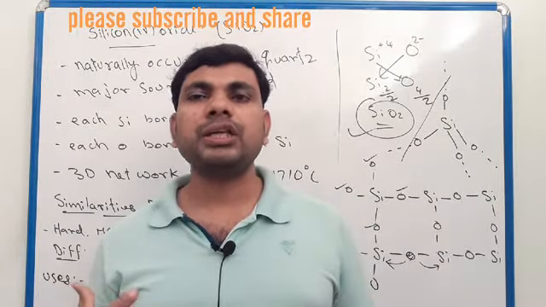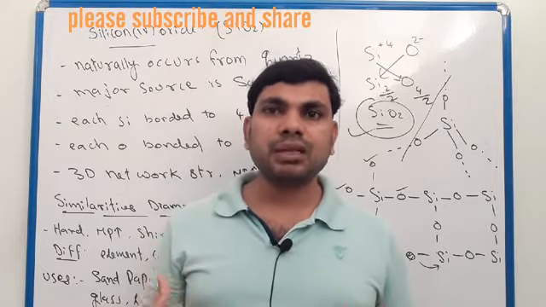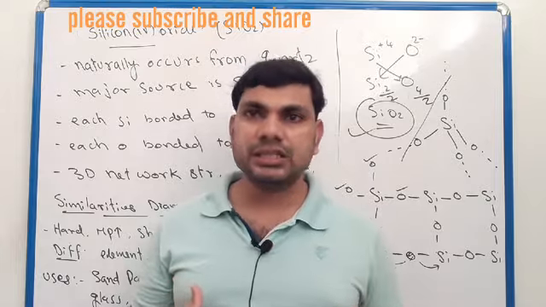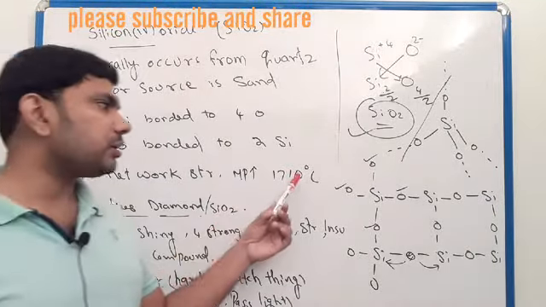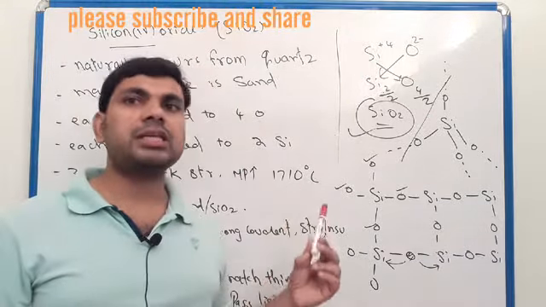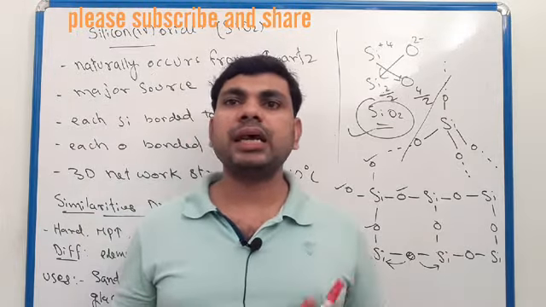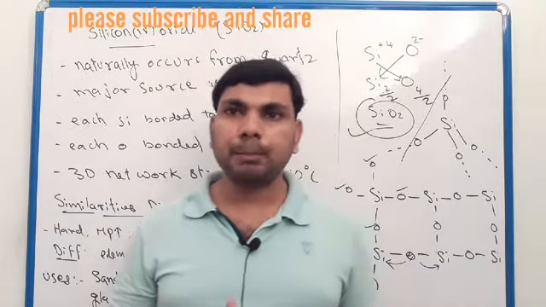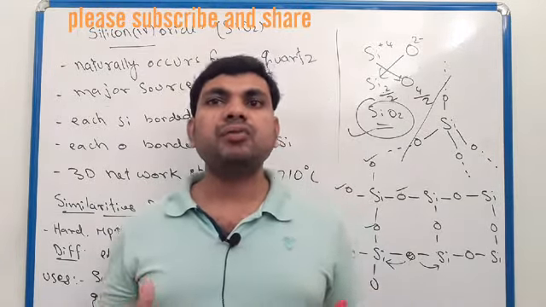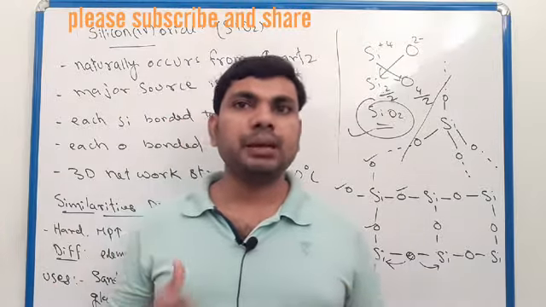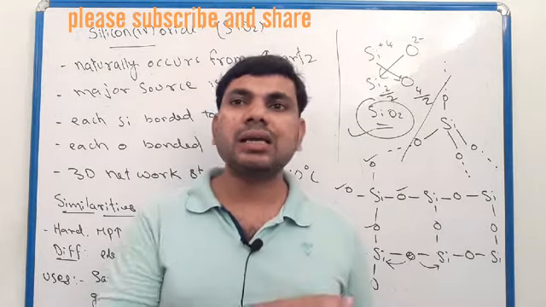Diamond, its melting point is 3550 degrees Celsius. But graphite, its melting point is around 1710 degrees Celsius. Okay, so generally we can say both diamond and silicon oxide have very high melting and boiling points. Both diamond and silicon oxide are shiny. They make 4 strong covalent bonds.